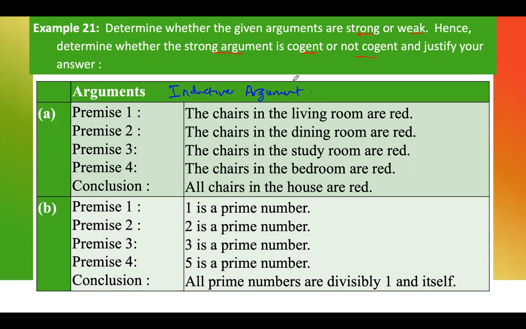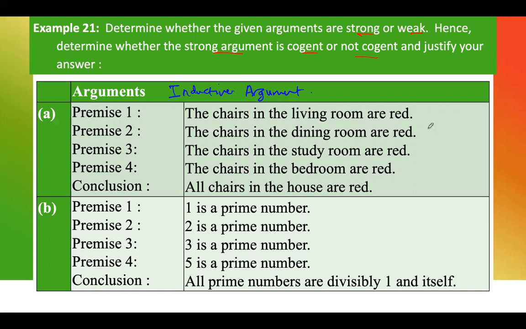Later on I will ask you to sum up. What is the criteria to determine deductive argument and inductive argument? For inductive argument, we are looking at strong or weak, and cogent and not cogent. For deductive argument, what we determine is valid, invalid, sound and unsound, right? So that is for deductive. Okay, so now inductive argument.